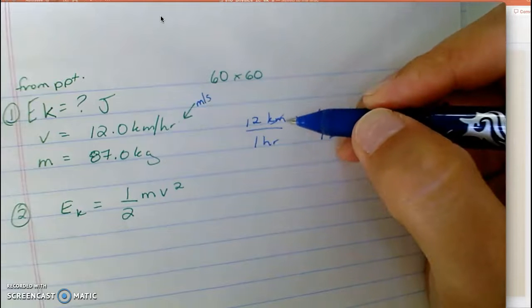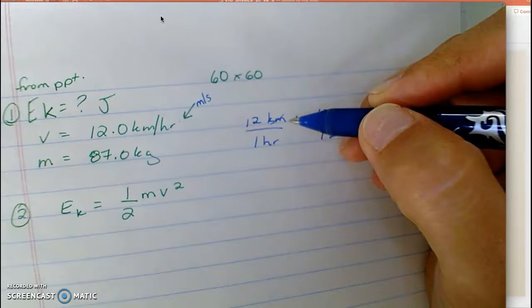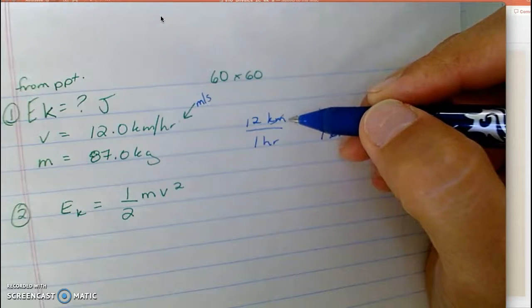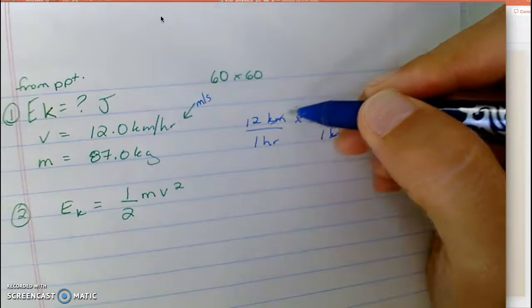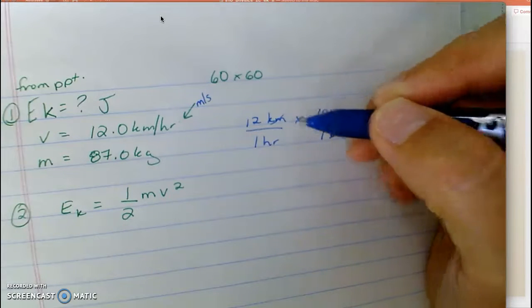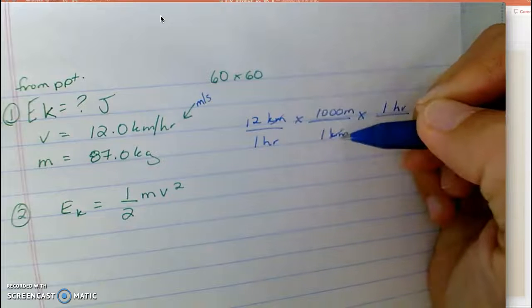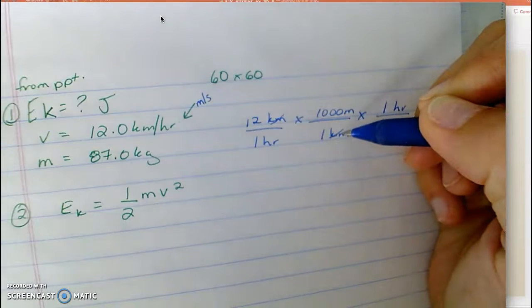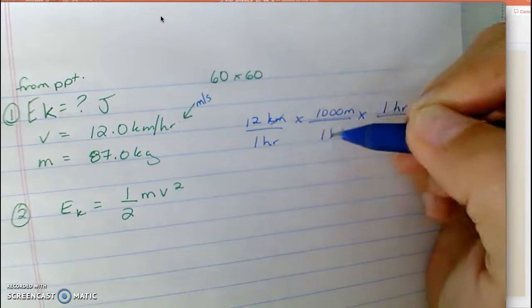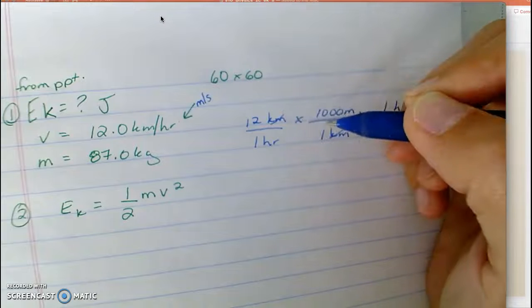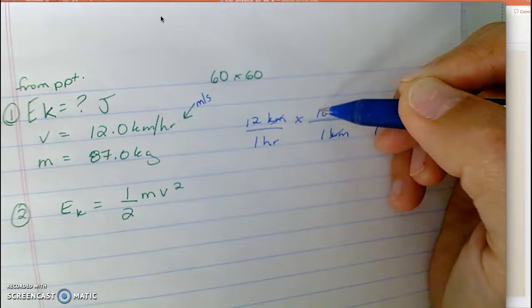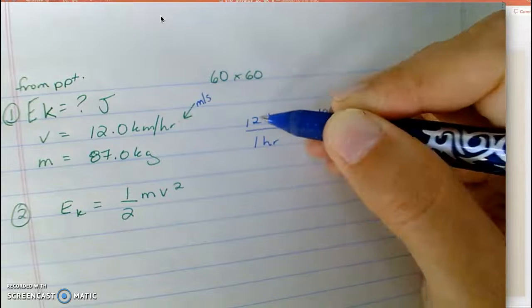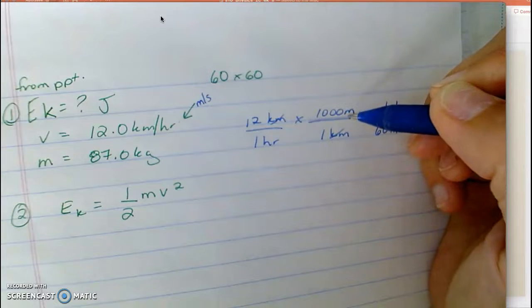I picked the kilometers first that I wanted to get rid of, and I wanted to find out how many meters that was. To be able to cancel out your kilometers, that needs to go on the bottom, because kilometer divided by kilometer is 1, right? So those cancel each other out. How many meters are in 1 kilometer? 1,000. So you're going to end up timesing this by 1,000.